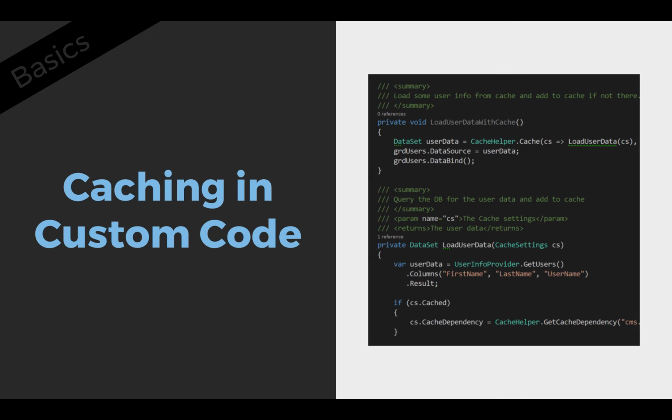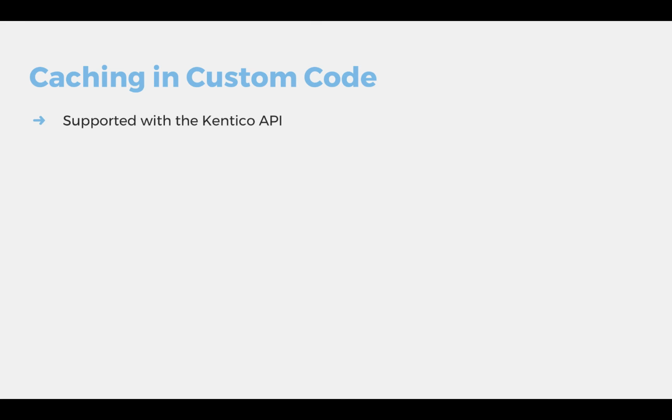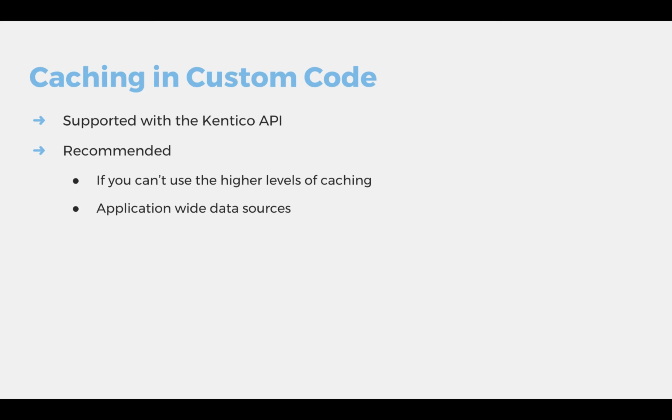So what about caching in your custom code? Your custom web parts, info objects and providers, custom global events. Kentico naturally has an API for this. It's recommended when Kentico settings for caching aren't appropriate, so these higher levels of caching. For example, something like application-wide data sources, say you have data that is common to all sessions.